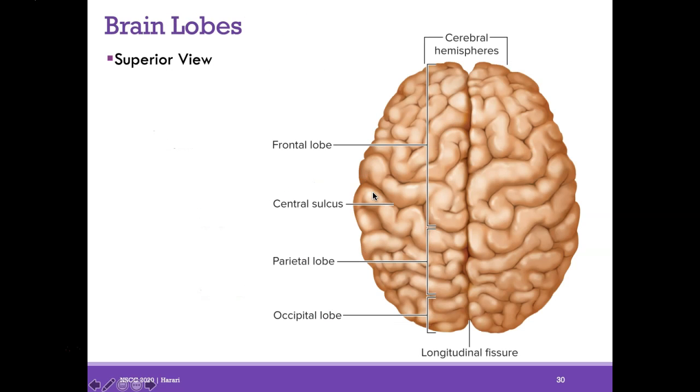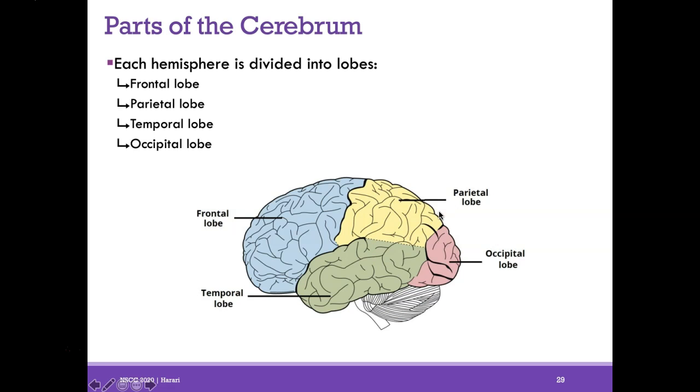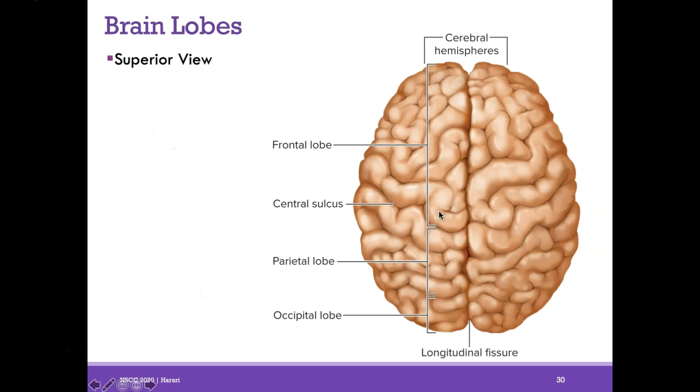And the parietal lobe starts right after the central sulcus. So this is the central sulcus, and that's what marks the start of the parietal lobe, which is over here. So all up here that I'm touching right now is the frontal lobe, and then you go to the parietal lobe over here, which is everything caudal to the central sulcus.